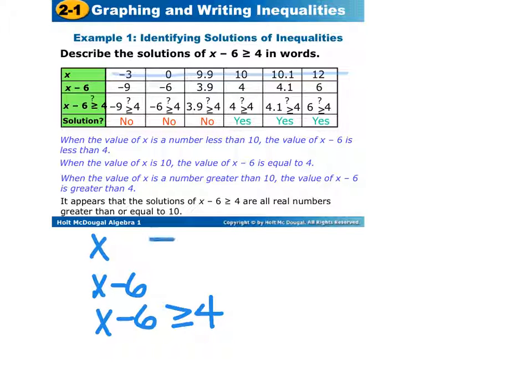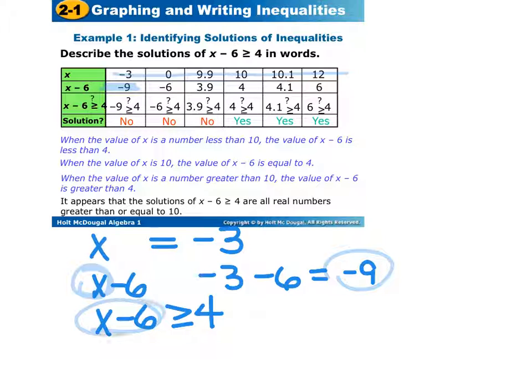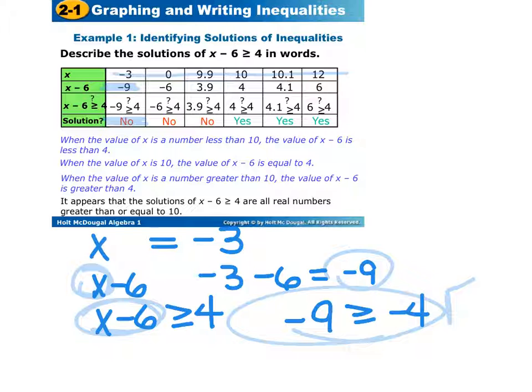So the first one, we're going to try it when x equals -3. They want me to take this -3 and put it in here for this x. So I'm going to do -3 minus 6, and I get -9. And that's what they've written right here. Now, we're going to take that -9 and put it on this side. So now we're going to show, is -9 greater than or equal to -4? Because -9 doesn't equal -4, and it's not greater than -4, we will say that no, it's not a solution, because this is a false statement.